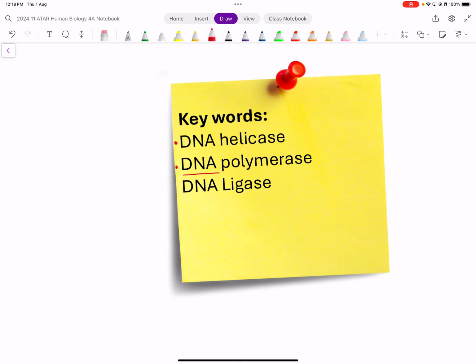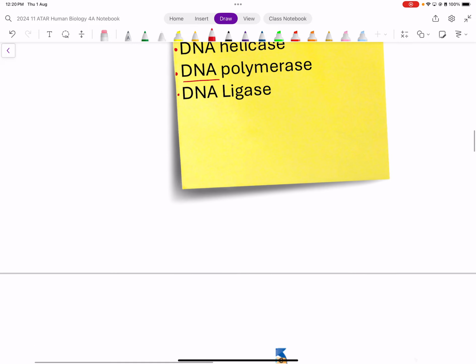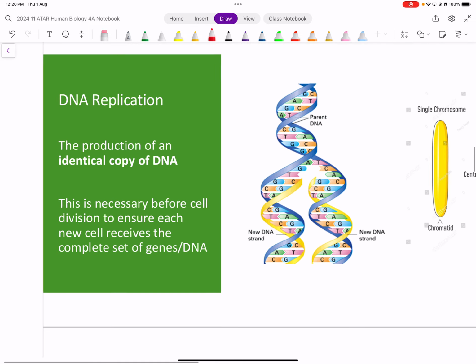And our last key term for today is a new one. We haven't seen this enzyme before or this protein before. It is DNA ligase. We'll explore each of these throughout the lesson. Not a long one today.